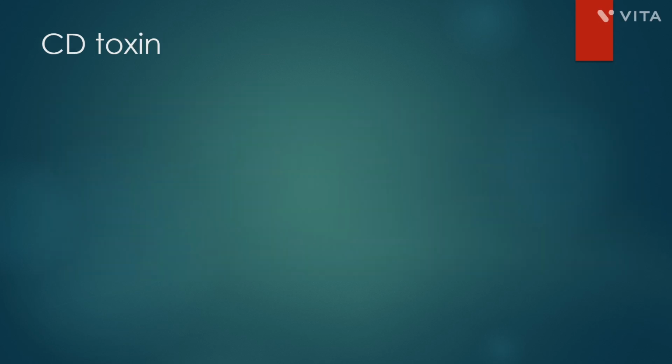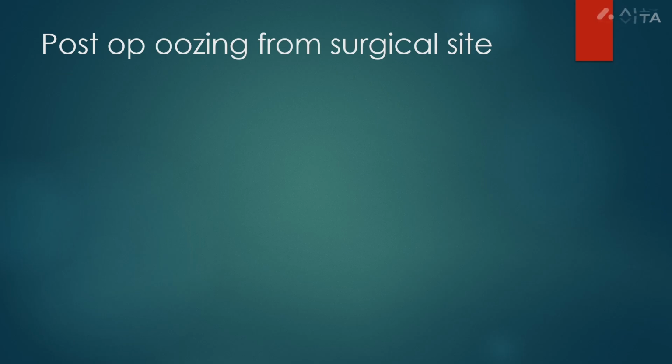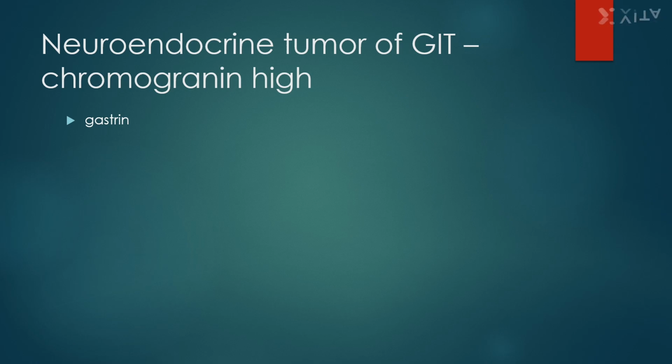And a patient who is admitted in ICU had received higher-end antibiotics, now presenting with diarrhea, opening 6 to 7 times. So what is the first-line investigation? So it is a Clostridium difficile toxin assay. Now, post-op oozing from surgical site can be antifibrinolytic deficiency. The neuroendocrine tumor of GIT, which is showing chromogranin as high. What is the other thing that could be high?